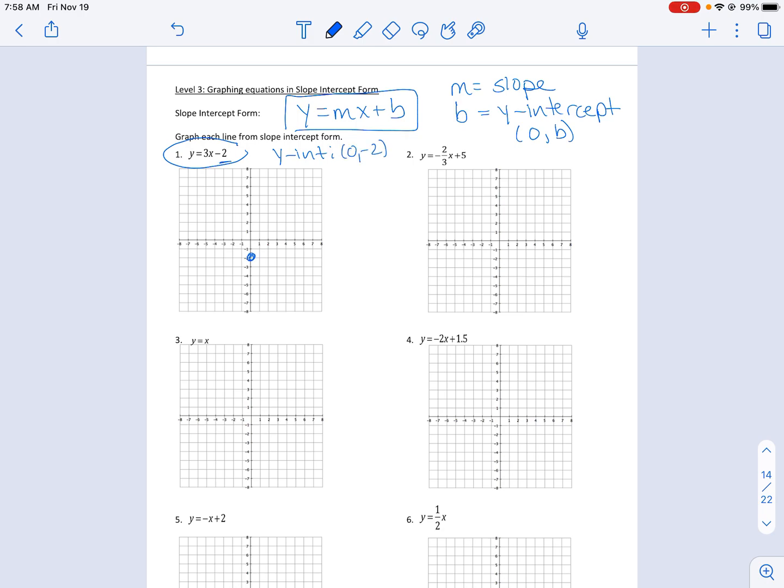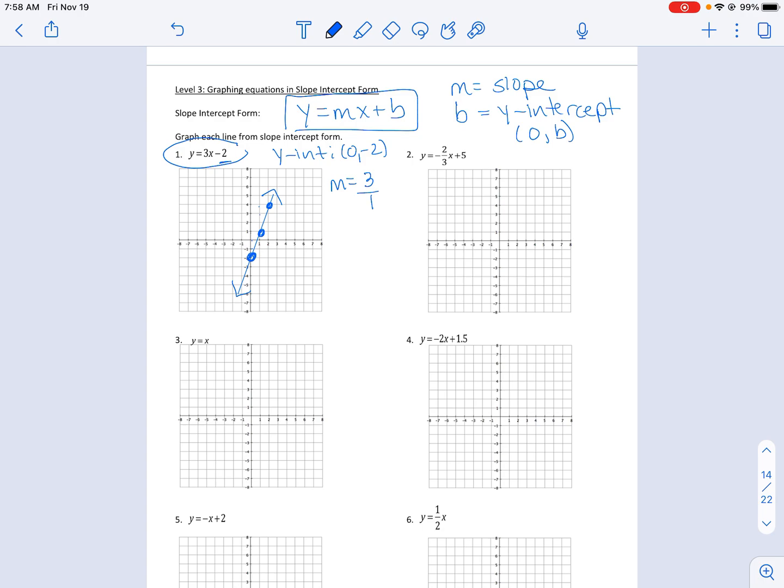So I'm going to find that on my y-axis, plot that point. And my slope is the number in front of x, which is 3. And I'm going to write it as a fraction so we can count it out. So this means we go up 3, to the right 1, up 3, to the right 1. And you can count out as many points as you need to, but this will be a straight line. So there's my line. Go ahead and draw arrows on both ends.